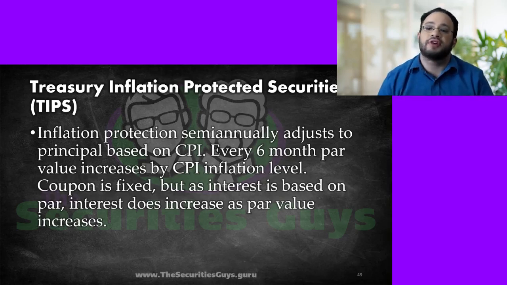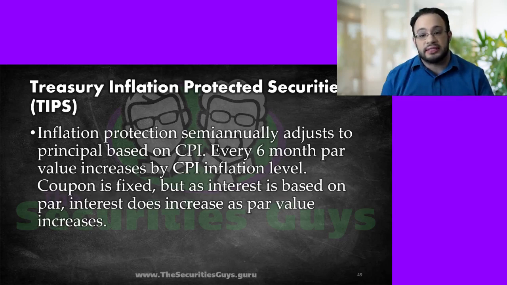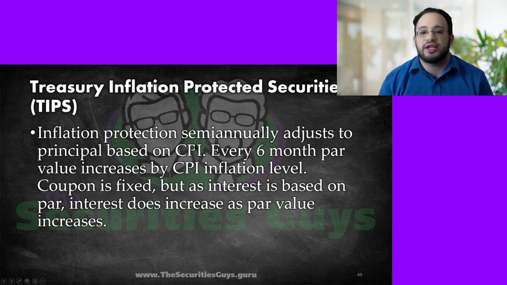The Treasury inflation protected security is specifically designed so that every 6 months the par value increases. This is the only bond that has a par value that is not constant. The coupon percentage is constant, but the par value adjusts every 6 months for the consumer price index. That's CPI, the consumer price index. That is how we measure inflation.